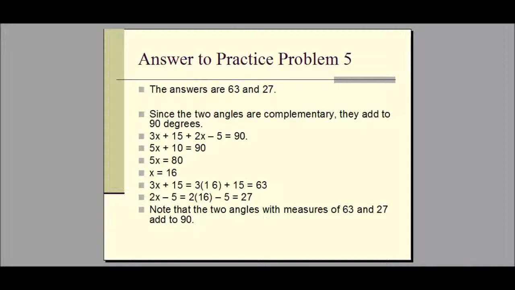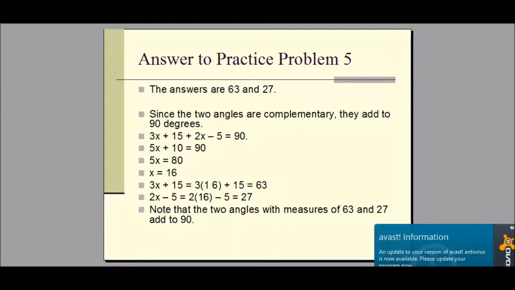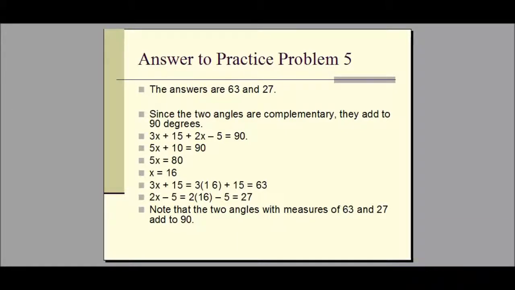Simplifying gives 5x plus 10 equals 90. Subtracting 10 from both sides gives 5x equals 80. Dividing both sides by 5 gives x equals 16. Recall that we are not solving for x. We are trying to find angle measures. Hence, we have to substitute back into the original expressions.